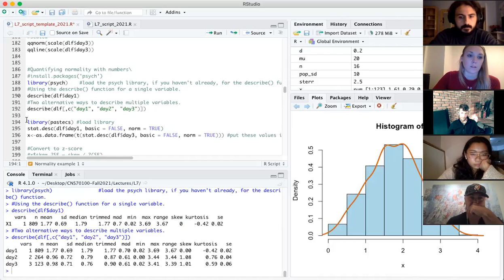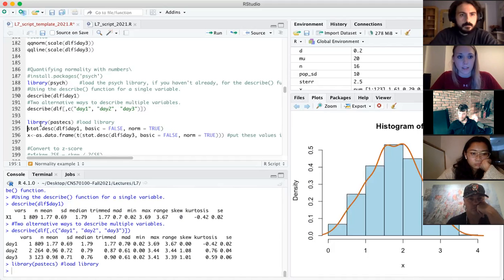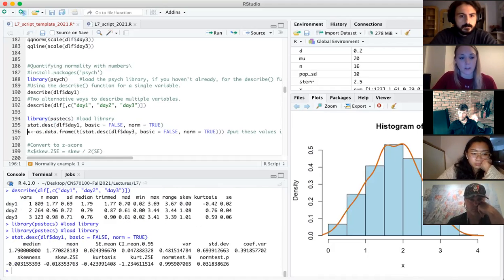So I'm going to come back to the way we can do this with the describe function, but first there's another function that'll just do this for us. That's the way I err, because I think it's better to be efficient. So the pastex library here, if you haven't installed this, you'll have to do that, just like we did the psych library. The function you want is called stat.describe. So I'm going to load that and then stat describe. And now you'll see down here, this has this kurtosis 2SE, and there's also a skew 2SE.